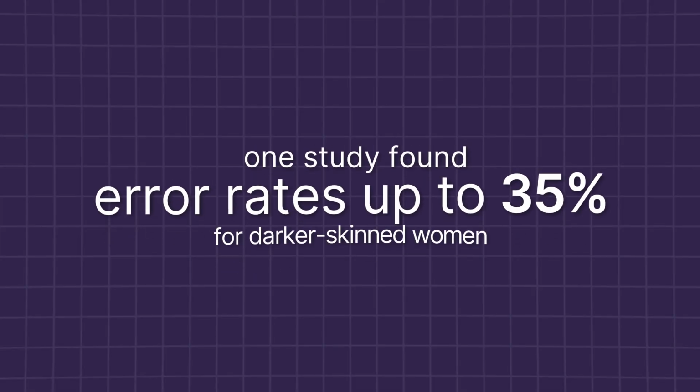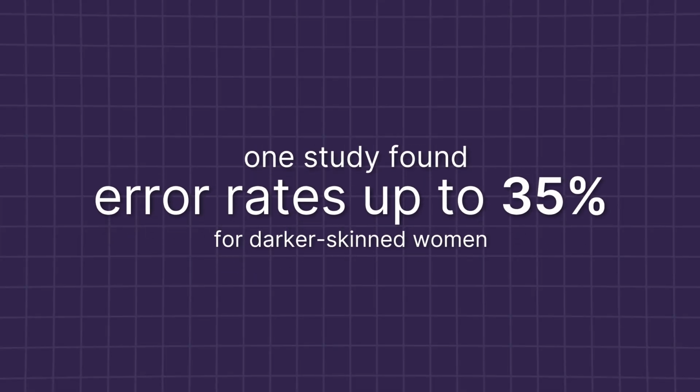Now, while AI is powerful, it's vital to be aware of its limitations. One big concern is dataset bias. Studies show some AI tools perform inconsistently across different skin tones or genders if their training data wasn't diverse. For example, one study found error rates up to 35% for darker-skinned women, compared to under 1% for lighter-skinned men.